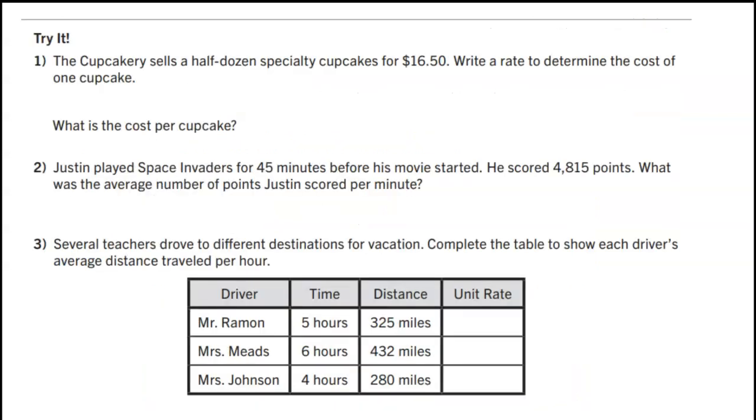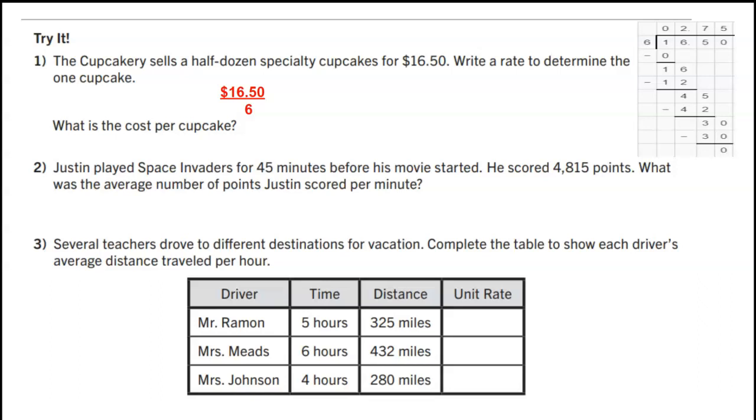Now, let's work with the try it. You're going to work on these problems and pause the video and try them on your own before reviewing the answer. Number 1, the cupcakery sells half a dozen specialty cupcakes for $16.50. Write a rate that determines the cost of 1 cupcake. So, half a dozen we know is 6 cupcakes. In this case, we're going to write that as $16.50 over 6. What is the cost per cupcake? We're going to divide that and end up with $2.75.